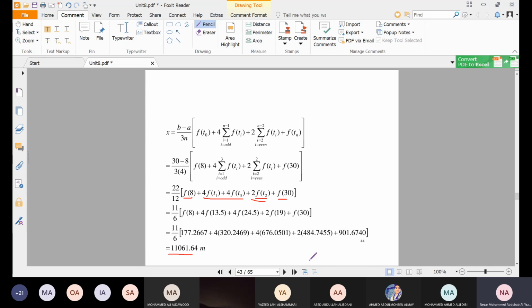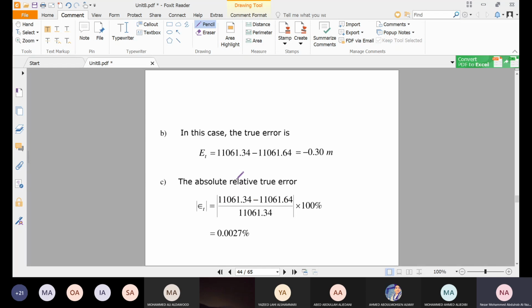Here we can compare this approximation with the true value that we have. If we look at the exact solution from before, this is the exact solution, and this is the approximation. You can see the error is almost minus 0.3 meters. If you compute the absolute relative true error, this is equal to 0.027%.